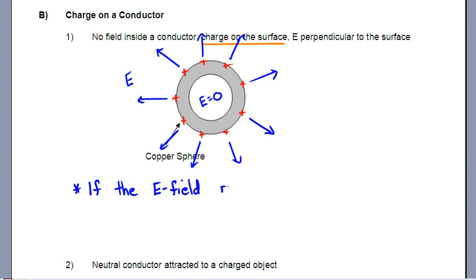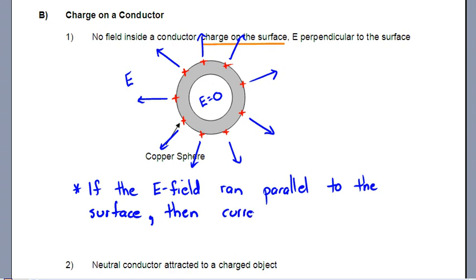ran parallel to the surface, well, that would push electrons along. So if that happened, then currents would flow. And if there were any such currents, eventually, since there's no battery in the story, it's just a sphere sitting out in the middle of nowhere, resistance would cause those currents to die away. And so in any kind of steady state, those currents wouldn't be there, and that means that there can't be fields running parallel to the surface. They have to be perpendicular.